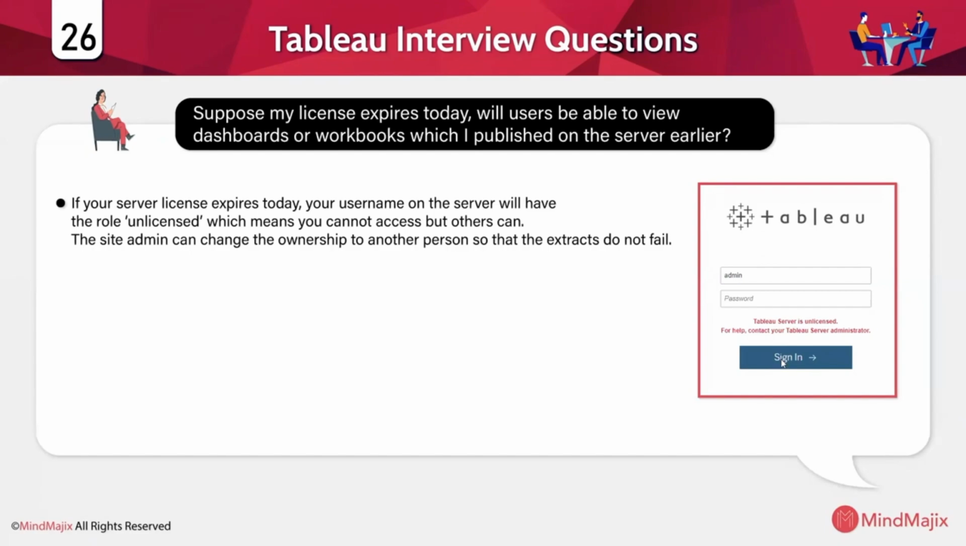Otherwise, manufacturing type companies are not asking this type of question. So how can you answer this one? You can say that if your server license expires today, your username on the server will have the role of unlicensed, which means you cannot access it, but others can.